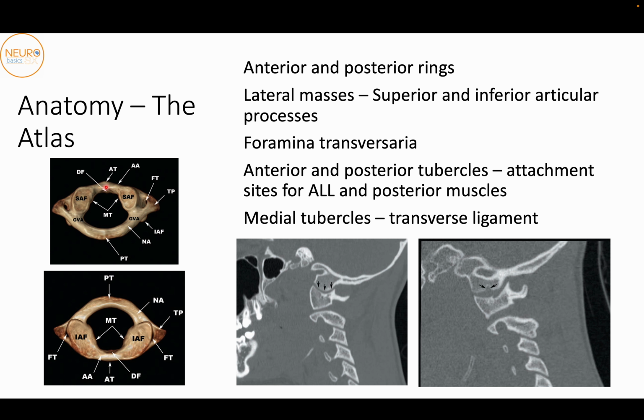There's also an anterior tubercle and a posterior tubercle. The anterior tubercle gives attachment to the ALL with the atlas. The posterior tubercle actually gives attachment for the posterior muscles. On either side of the articular processes, you also have something known as a medial tubercle, and this is where the transverse ligament attaches. So you'll be able to see all this anatomy on a CT scan.